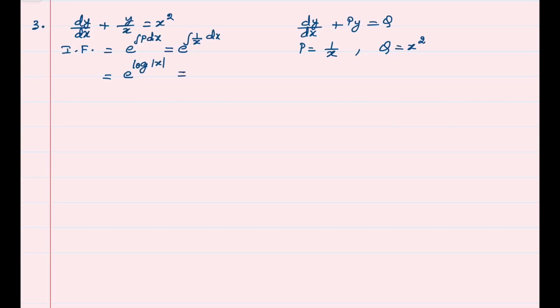Exponential function and logarithmic functions are inverse functions. They cancel each other. We get x. And in the integrating factor, for this integration, no need to write plus c. We will write plus c at the end when we write the solution. Now we will write the solution formula.